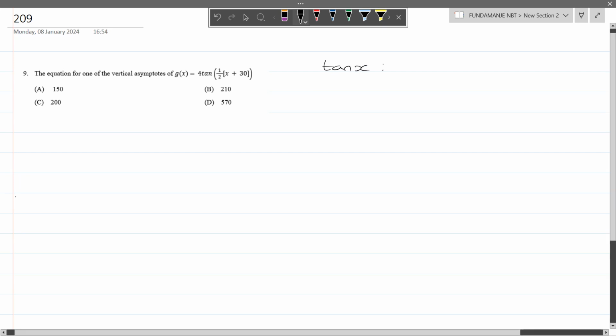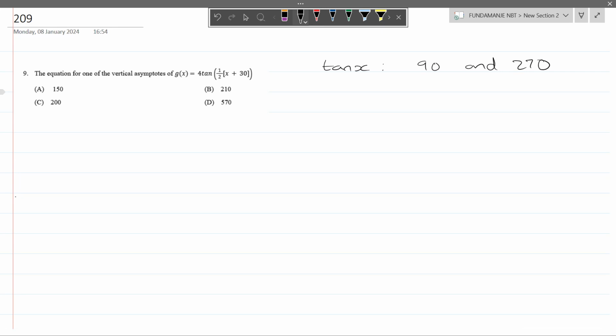It normally has asymptotes at 90 and 270. But now this is no longer a basic tan graph, it's one that has been modified. If we start off with the outer side, we see the 4. The 4 only affects the amplitude, or how quickly it rises, and it controls the slope of our tan function. So in this case, it will have no effect on the position of our asymptotes.